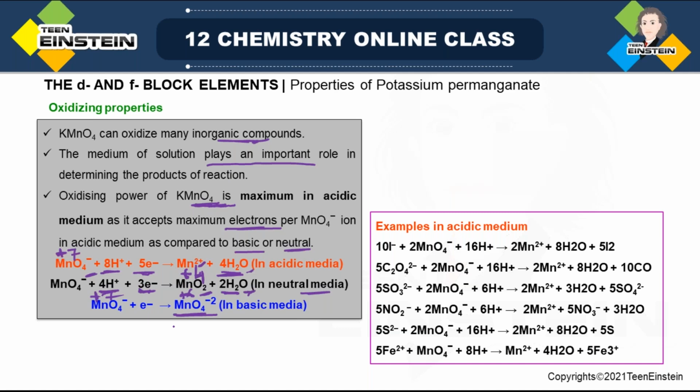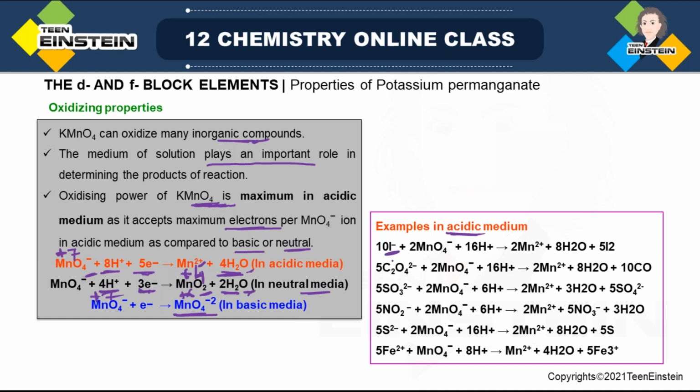Now we have here different examples of KMnO4 acting as an oxidizing agent, and all these examples are specifically in acidic medium. Okay. And these equations are basically ionic equations. It is not a molecular equation. Molecular equation means where we have only neutral molecules, but here it is an ionic equation, so we will have ions only.